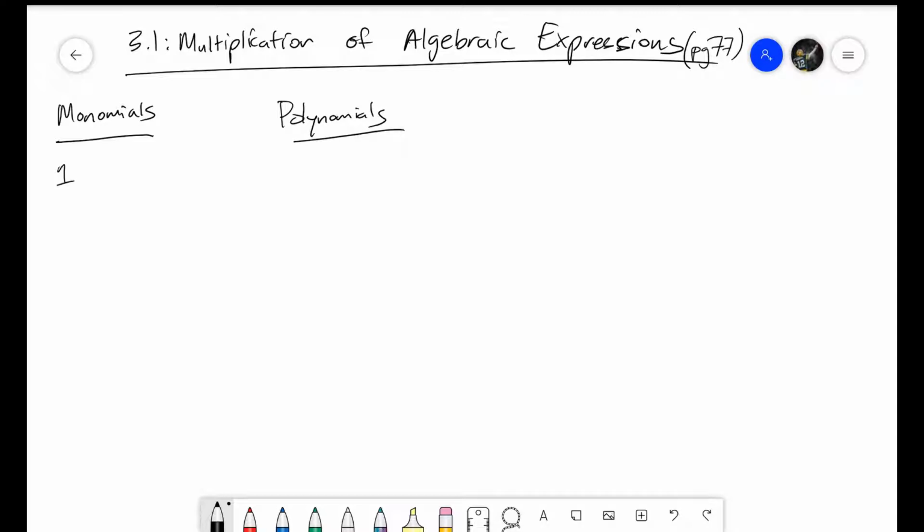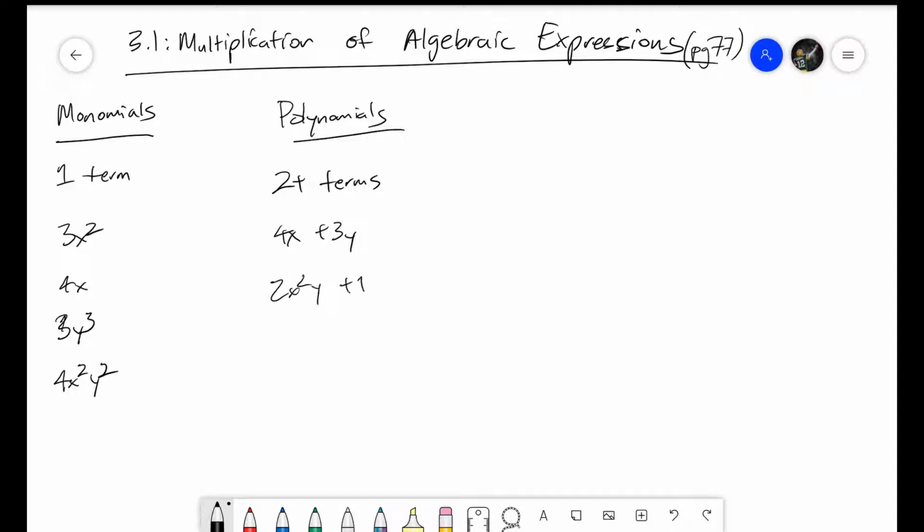Monomials have one term. So an example of a monomial would be 3x squared, or 4x, or 3y cubed, or 4x squared y squared. Polynomials, on the other hand, have two or more terms. So an example of a polynomial would be 4x plus 3y, or 2x squared y plus 4x cubed z squared, or 7x squared y squared z plus 9xy cubed z squared.